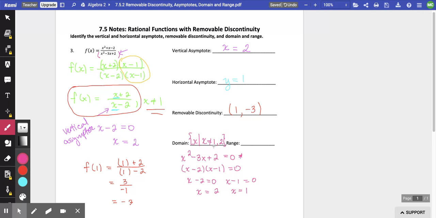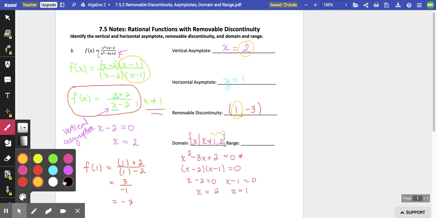Now, if you also notice on this, we could do a little bit of a shortcut because we already did all of this work. The values that are in here, this 1 and this 2, are actually the x value from your removable discontinuity and also the value of your vertical asymptote. So you could just take those values and say the domain is all real numbers except for those.